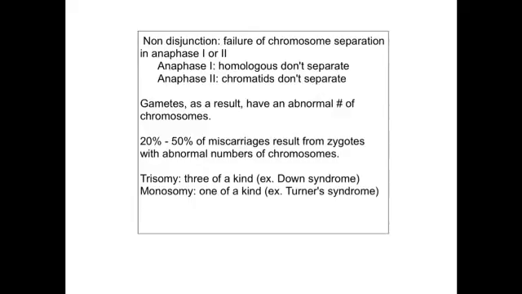So if nondisjunction occurs in the first part of meiosis in anaphase 1, that means that the homologs don't separate. This should say homologs, not homologous, right here. And if this happens in anaphase 2 of meiosis, or the second division in meiosis, that means that the chromatids don't separate. And so both sides of the X will go to one side. And we're going to look at what this looks like in a minute.